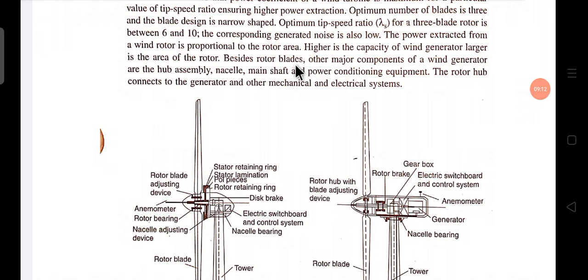Besides the rotor blade, other major components of a wind generator are the hub, nacelle, main shaft, and power conditioning equipment. The rotor hub is connected to the generator and other mechanical and electrical systems.